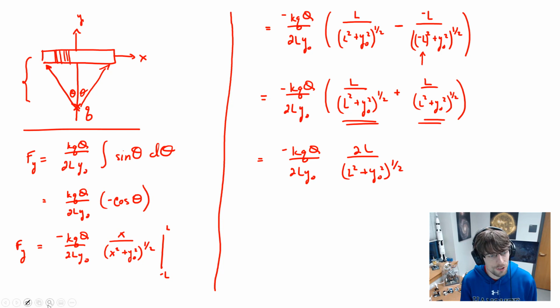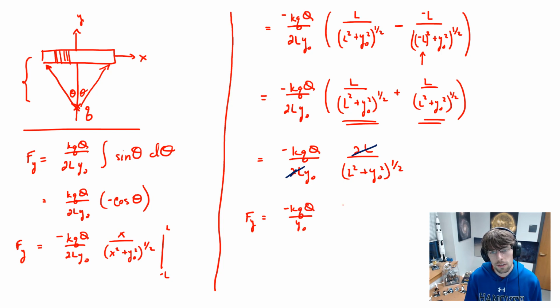Just for one last hurrah, you see the 2L and the 2L cancel. So yeah, you could do it that way. Cancel, cancel. So you have a couple of different ways. One would be the y component is given by negative kq, big Q, over y naught, 1 over L squared plus y naught squared to the 1/2.